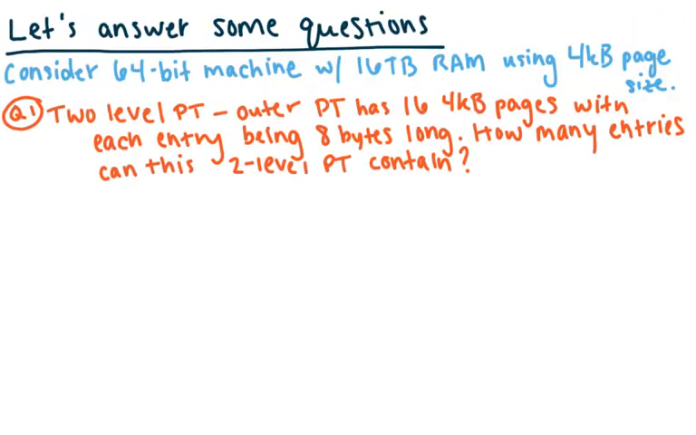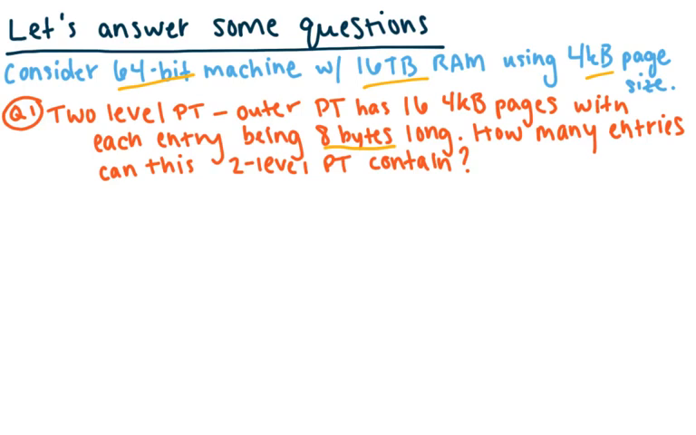Similarly to the paging example, I'm going to ask a few more questions that are going to be similar to homeworks and exams. So the first question: we're back to our original machine that we were working with last time. We have a 64-bit machine, 16 terabytes of RAM, and a 4 kilobyte page size. My first question is, assume a 2-level page table. The outer page table has 16 4 kilobyte pages, with each entry being 8 bytes long. How many entries can this 2-level page table system contain?